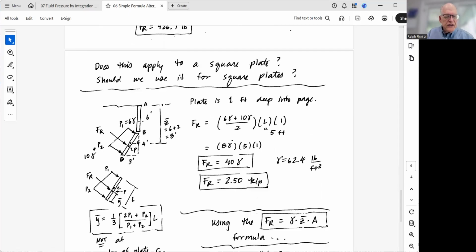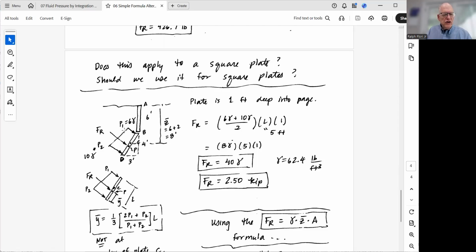So the top of this plate is 6 foot deep. The plate is at a 3-4-5 slope, so the length of the plate is 5 feet. The width of this plate is basically 1 foot into the board this way. Always remember, always pay attention to the width of your plate. So this one is just 1 foot into the board. This is fresh water, so our gamma is 62.4 pounds per cubic foot.